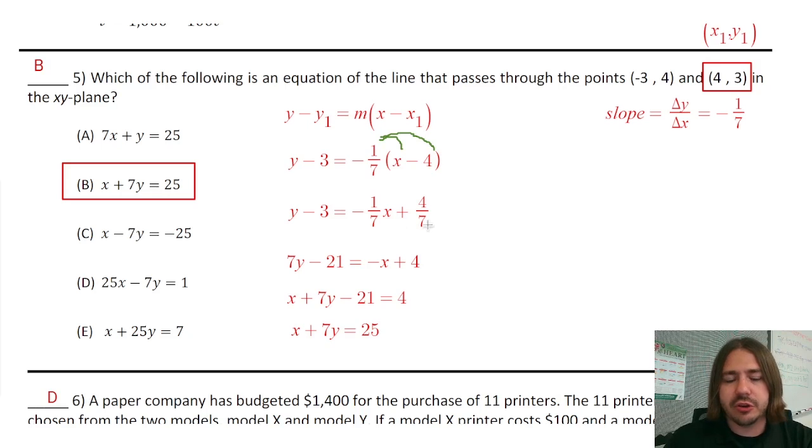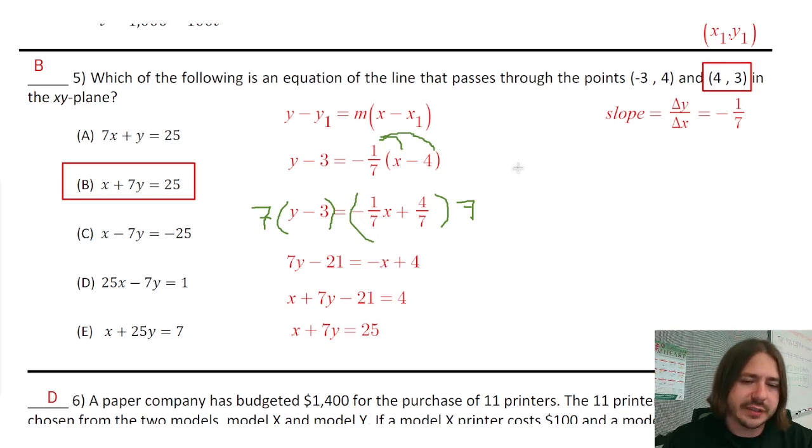So you could do it here. You could add 3 first and then clear the fractions, but I just found it easier to go ahead and multiply both of these sides by 7 up front. That way, I just wouldn't have to worry about dealing with fractions after this. If I distribute the 7 here, I get 7y minus 21. And if I distribute the 7 here, I get -1x plus 4. So it just clears those fractions out.